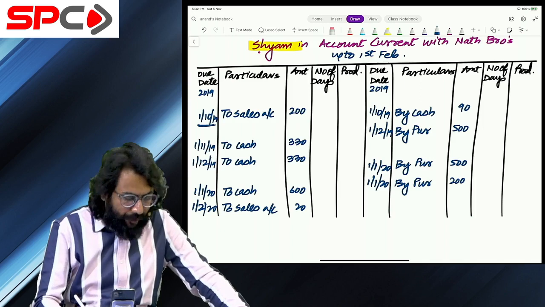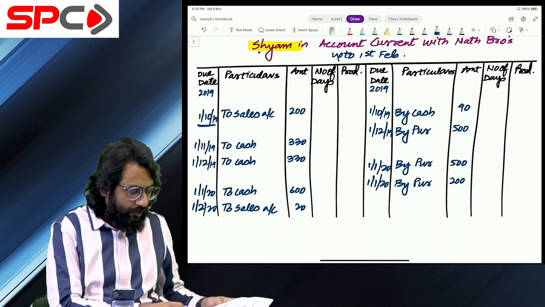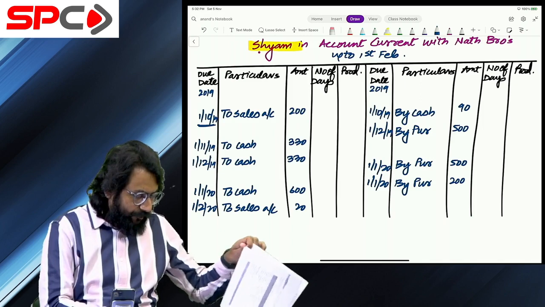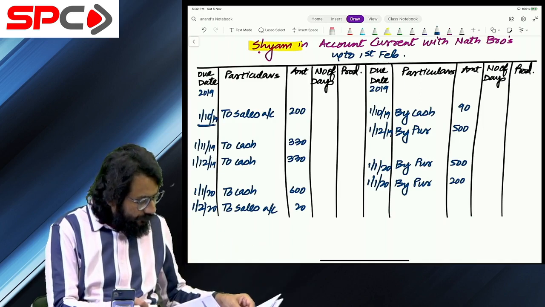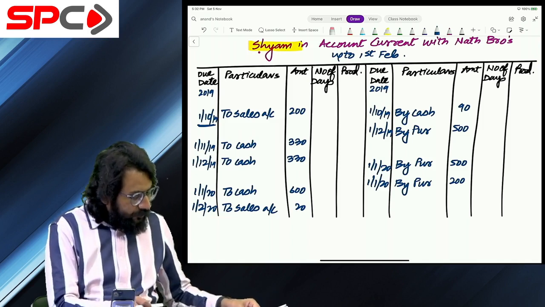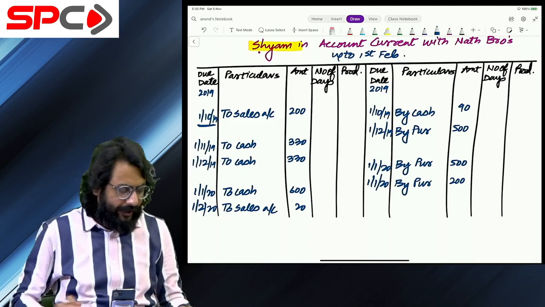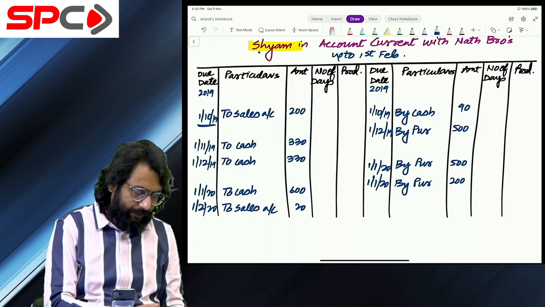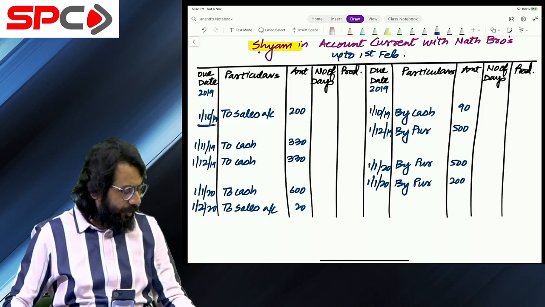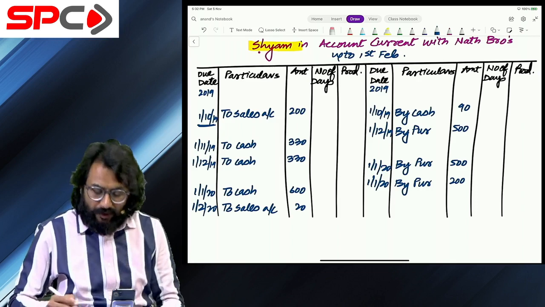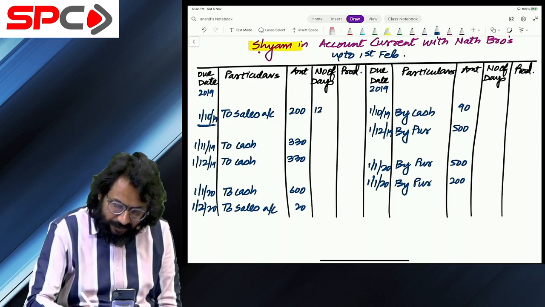110 to 1st February. 4 months only. Let's do it in number of days. 1st February. Can I not say October how many days, my dear friend? Take on your calculator. 31 minus 1. So October 30, November 30, December 31, Jan 31, February 1. February is how much? 1. So how many days? 123 days.